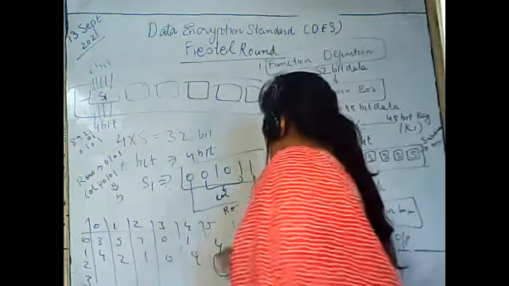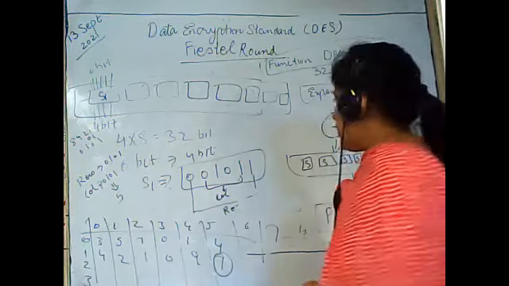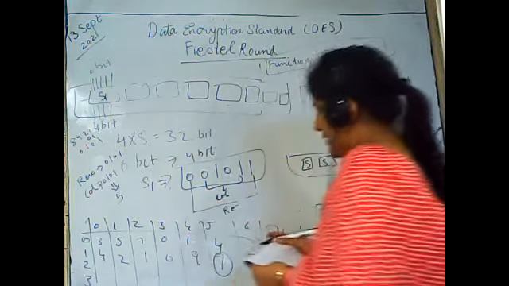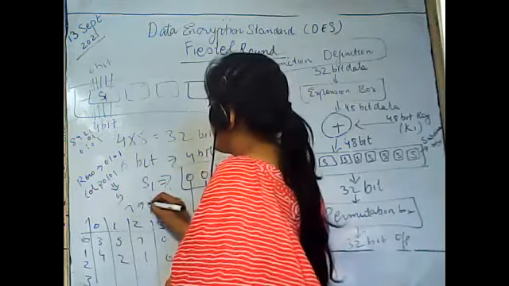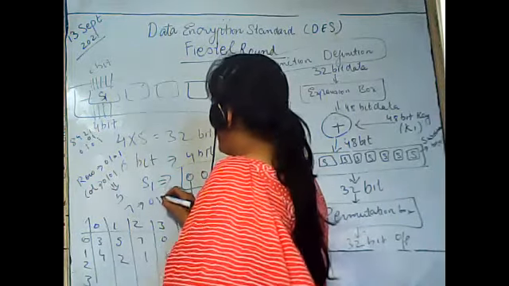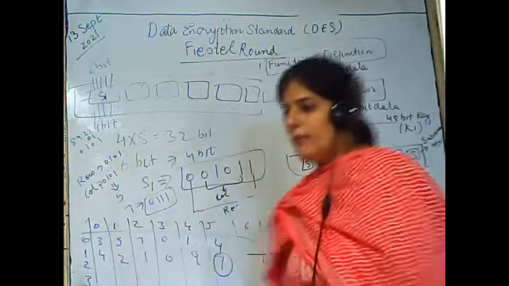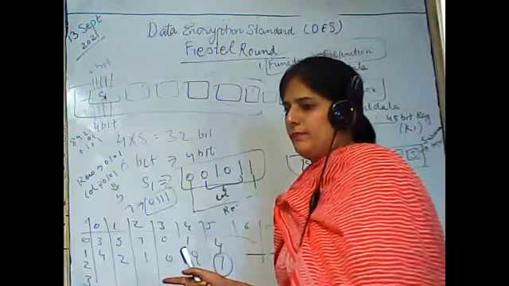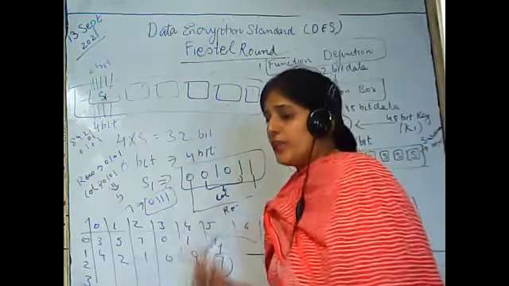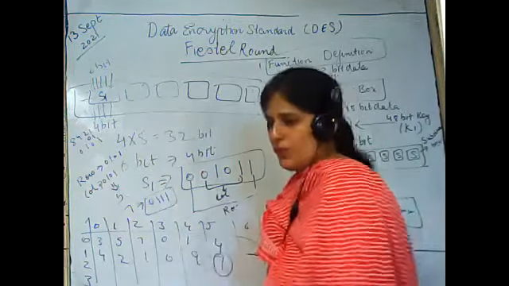So what value will we be getting here? That is 7. Okay. So again, we will represent this 7 as 0, 1, 1, 1. So this is how I have converted my 6-bit data to 4-bit data in the substitution boxes.